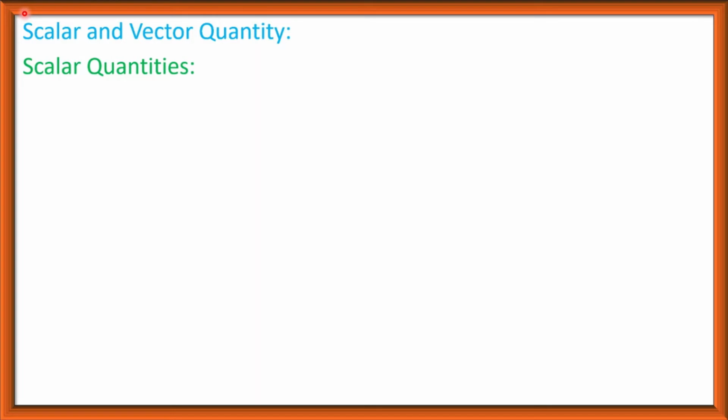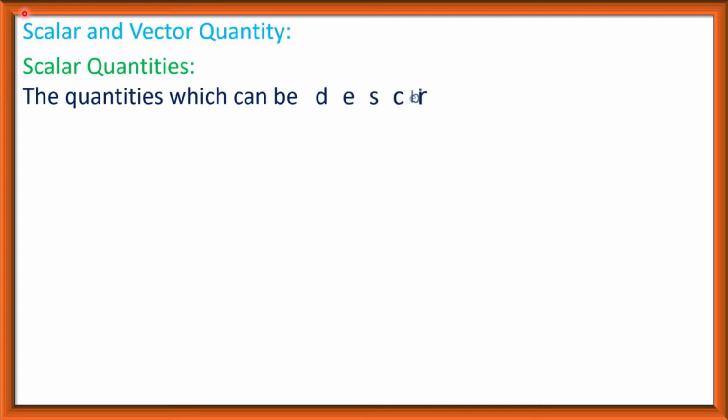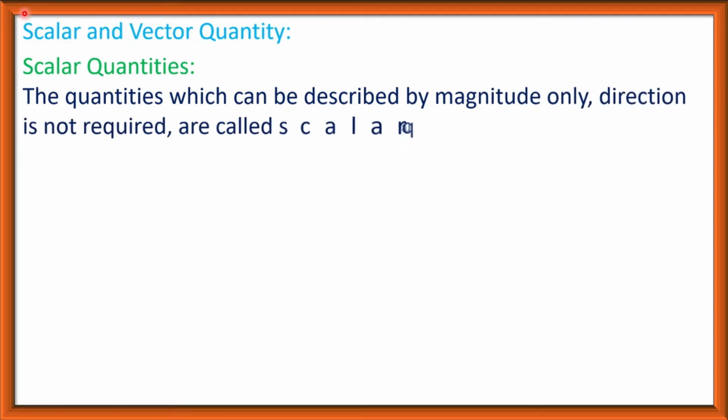Now there are two types of physical quantities: scalar quantities and vector quantities. Quantities which can be described by magnitude only, where direction is not required, are called scalar quantities. That is, this type of quantity can be expressed fully by its magnitude only. It has no direction, and direction is not needed to express it. So these are the scalar quantities.